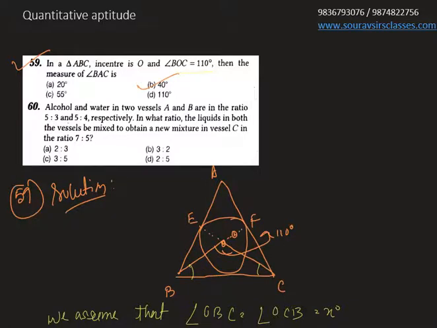Now let's check the next problem. Alcohol and water in two vessels A and B are in the ratio 5:3 and 5:4 respectively. In what ratio should the liquids in both the vessels be mixed to obtain a new mixture in vessel C in the ratio 7:5?